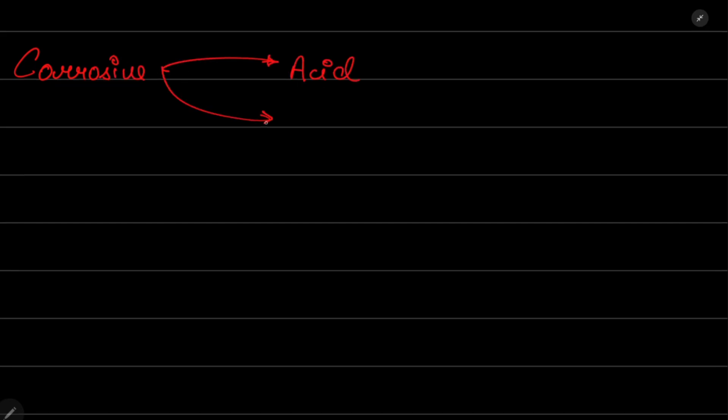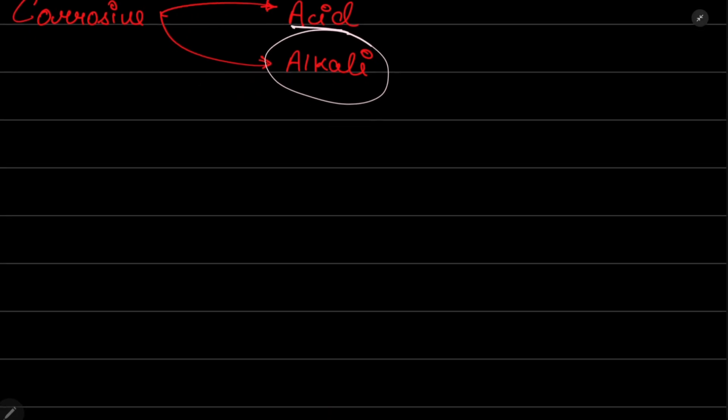As soon as I say the word corrosive, the first thing that comes to everyone's mind is acid. That is not always true. Corrosive includes both acid as well as alkali. And we are going to study in further detail that alkali are more dangerous than acids. How are they more dangerous than acid? We are going to study that first.